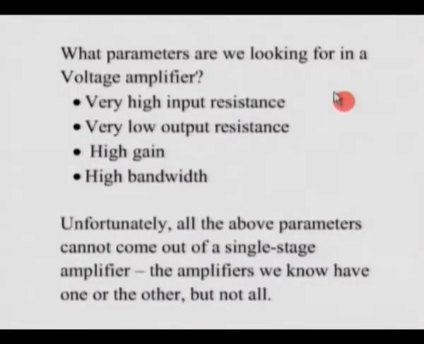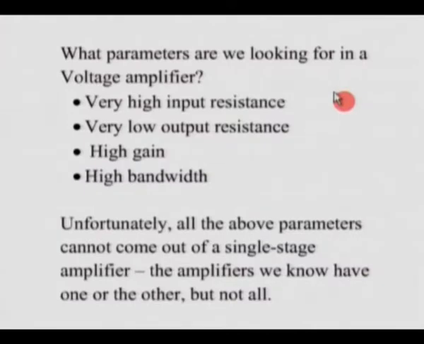When we talk about a voltage amplifier, ideally we are looking for very high input resistance. We discussed yesterday why. We saw that in the equivalent circuit of a voltage amplifier, at the input side we have a resistance Ri, and only if that Ri is much higher than the source resistance can we get the entire voltage across the input of the amplifier. So therefore, in a voltage amplifier we must have very high input resistance.